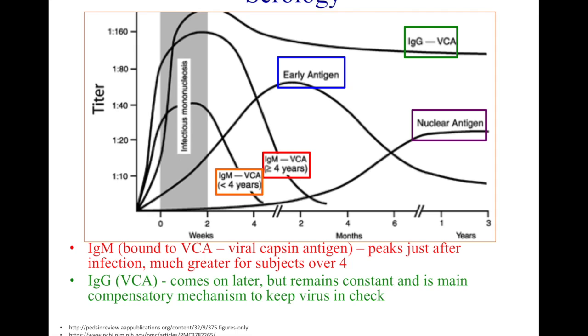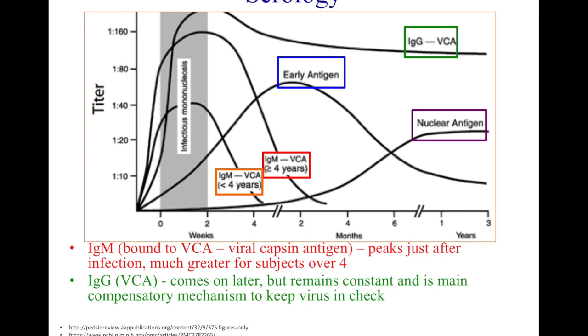the IgM is a lot lower and it is a lot harder to detect. So we normally only detect for this if they're greater than 4 years old, and that is the most common that they will test for when they're testing for mono. And it peaks just after infection, and it's much greater for subjects over 4, like I just discussed.